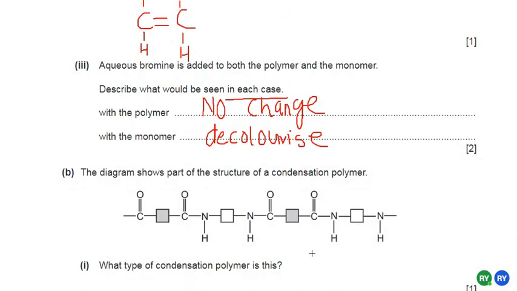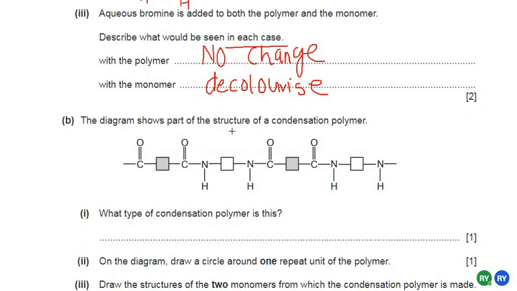Now moving to the next question, the diagram shows part of the structure of a condensation polymer. They are asking what type of condensation polymer this is. You can check here, this is an amide linkage, so the type of condensation polymer is polyamide. CONH is the amide linkage, so polyamide, because this is a polymer.